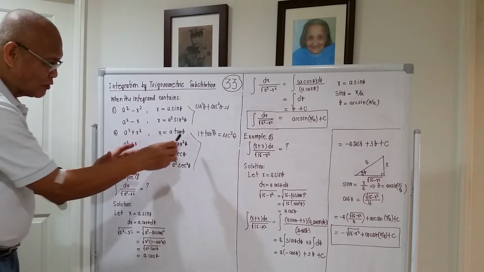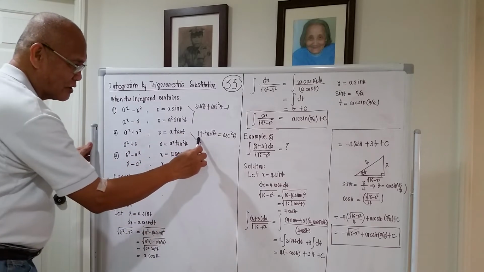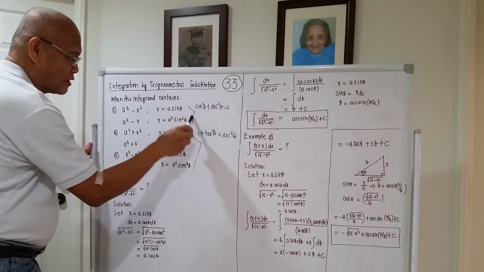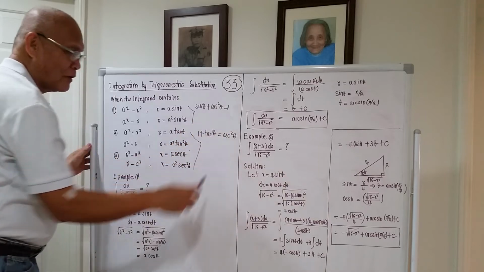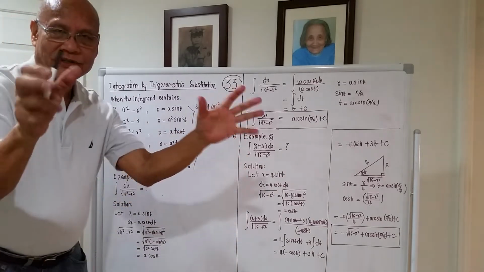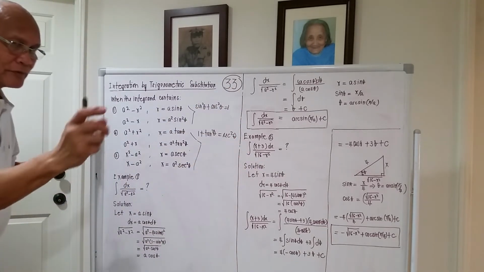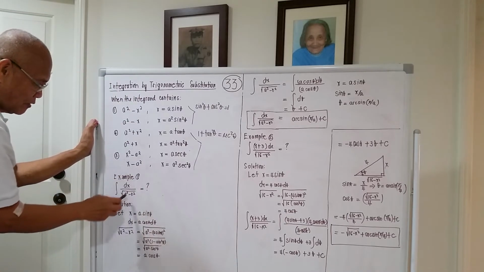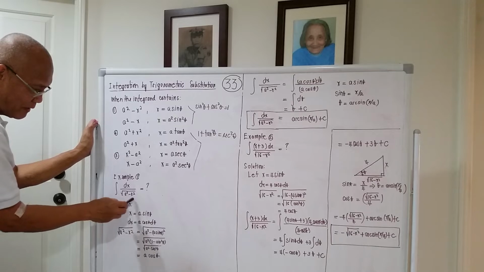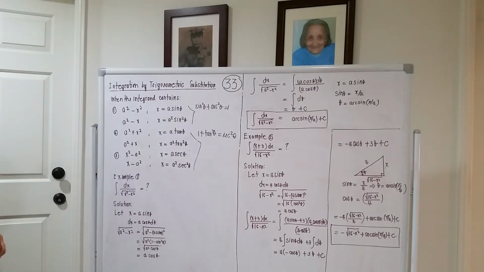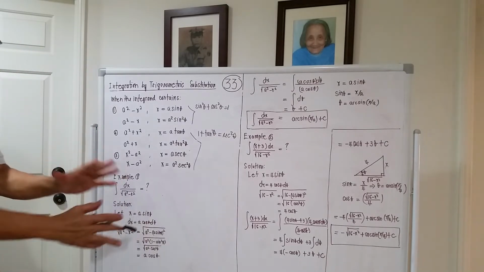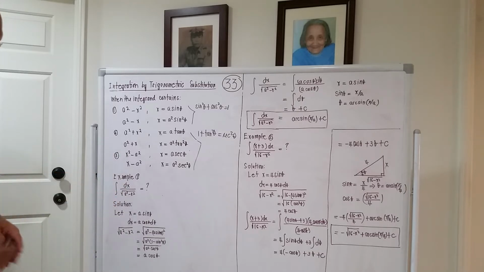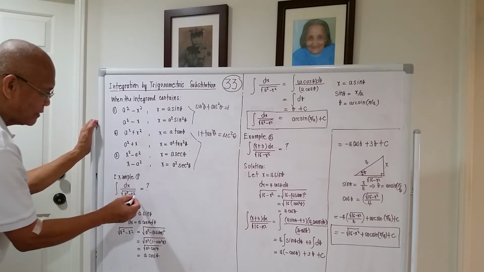And to simplify the solution for these last four here, we use this identity. For the first one, we use this identity. Okay, let's proceed with the first example. The given example is the integral of dx over the square root of a square minus x square. Disregard for the meantime the radical sign. Just take note of the one inside.